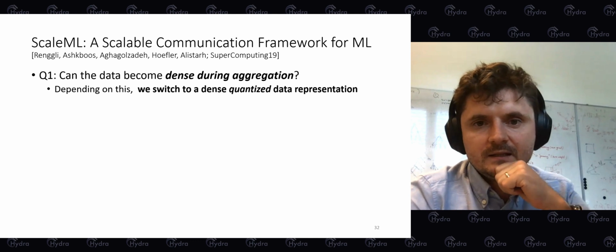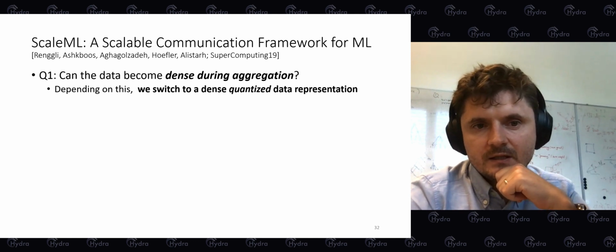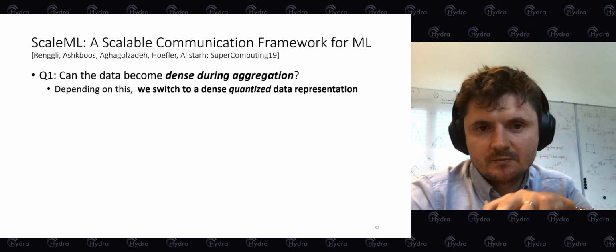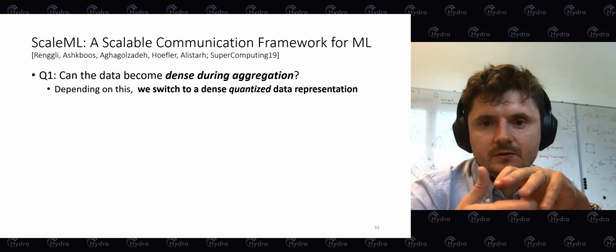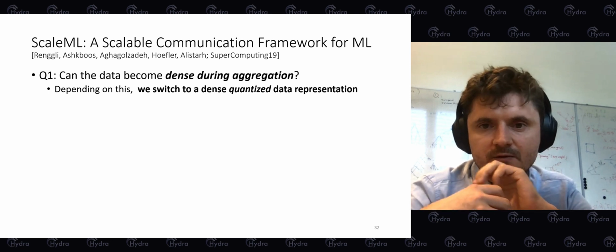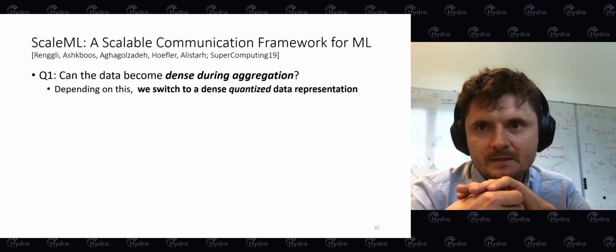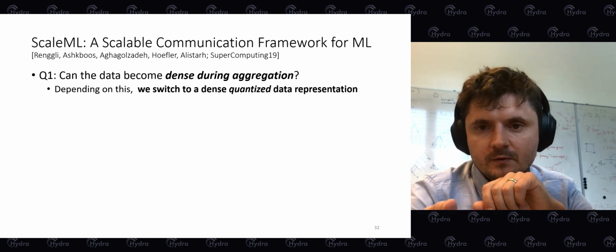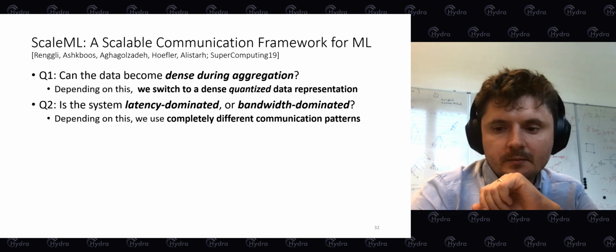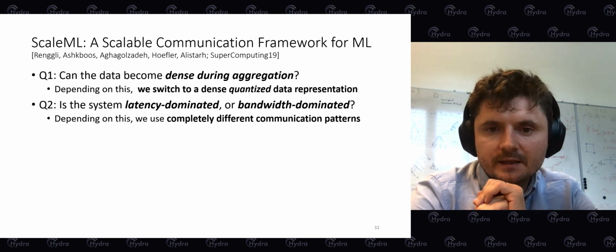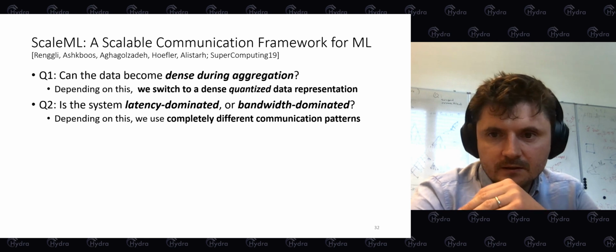One is: can the data become dense during aggregation? Depending on whether the summed vectors become dense at some point, we can switch to a dense quantized data representation dynamically. So you swap from a sparse vector representation to a dense one, but you quantize it in the same step. And the second question is whether the system is latency dominated or bandwidth dominated.